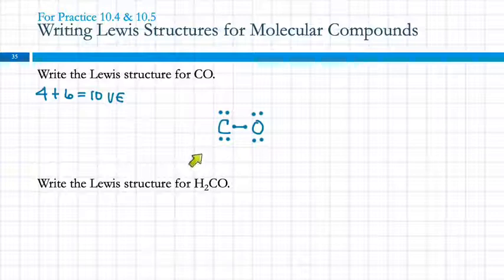So I can take a pair of electrons from, say, the carbon and put it in here and have it be a bonding pair instead of a lone pair. So I can move those electrons, and now it's a bond. I still have the same number of electrons. I'm not adding electrons, I'm just moving them around. Now do we have octets? Oxygen has an octet. Oxygen's got 2, 4, 6, 8.